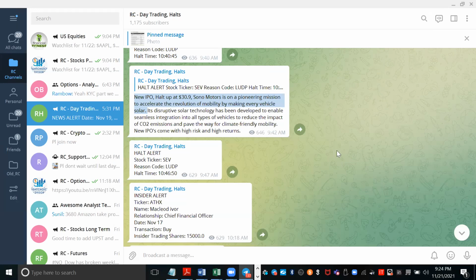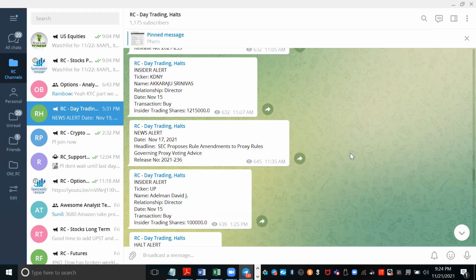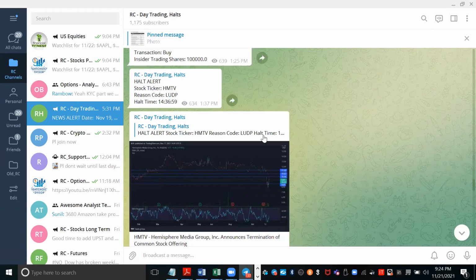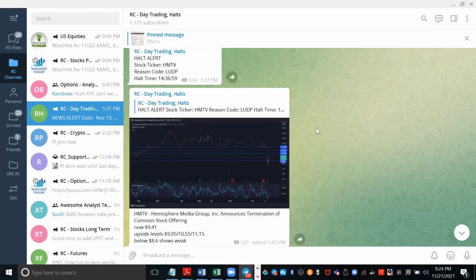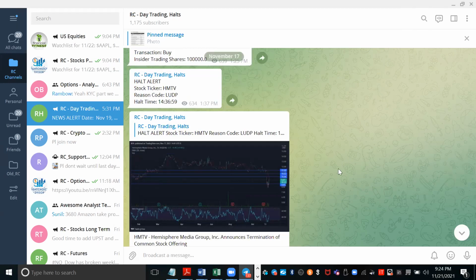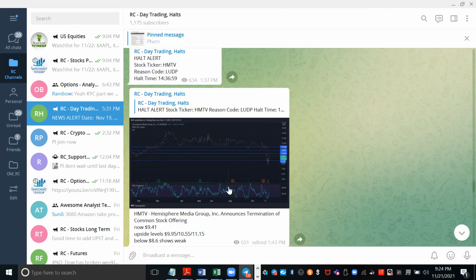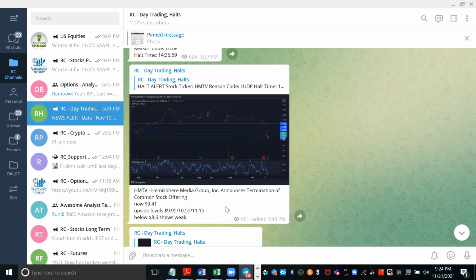Within that 5 minutes, the analyst will look at it. For example, this HMTV got halted, right? It got halted at 137. Immediately he looks at whether it is bullish, what the RSI is, what the MACD is, all those things. He will post, right? What is the current price? What are the possible upside levels? And what is the stop loss? 8.6 shows weak, meaning if it goes down below 8.6, we can close it. These are target one, target two, target three.